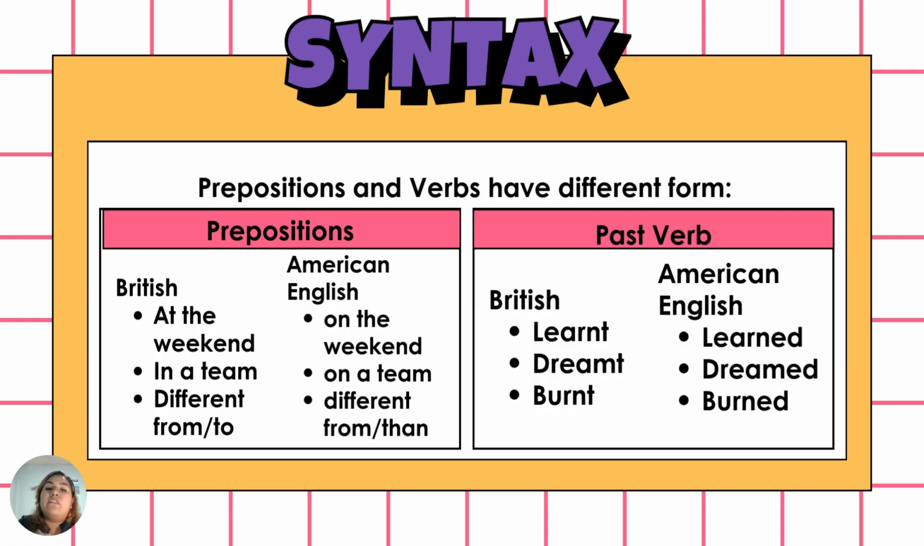Prepositions and verbs have different forms. For example, the preposition part: British, at the weekend; American, on the weekend. British, in a team; American, on a team. British, different from or different to; American, different from or different than. Past verbs: British, learnt; American, learned. British, dreamt; American, dreamed. British, burnt; American, burned.